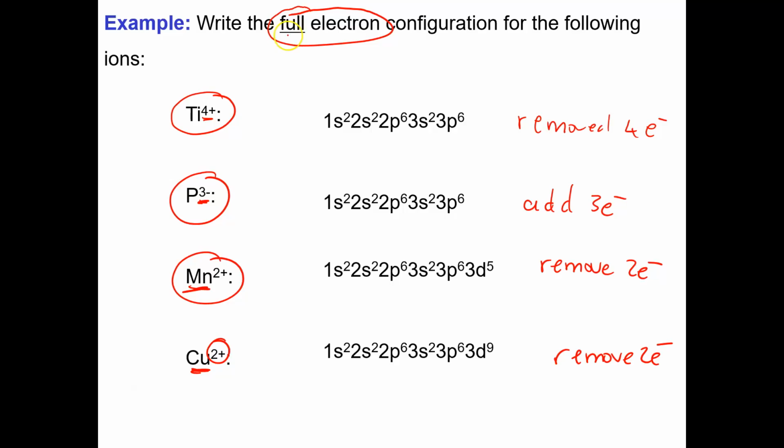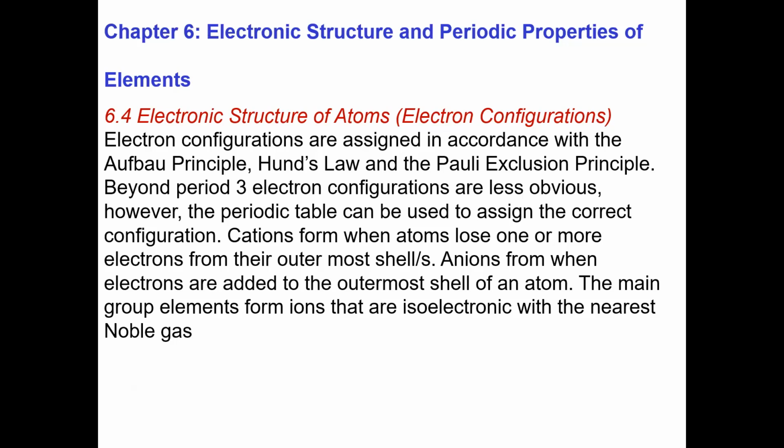You always want to pay attention to whether you're asked to write the full electron configuration or the abbreviated electron configuration, because you don't want to get that incorrect and lose some of your points. So that concludes the video on writing the electronic structure or electron configuration of atoms and ions.